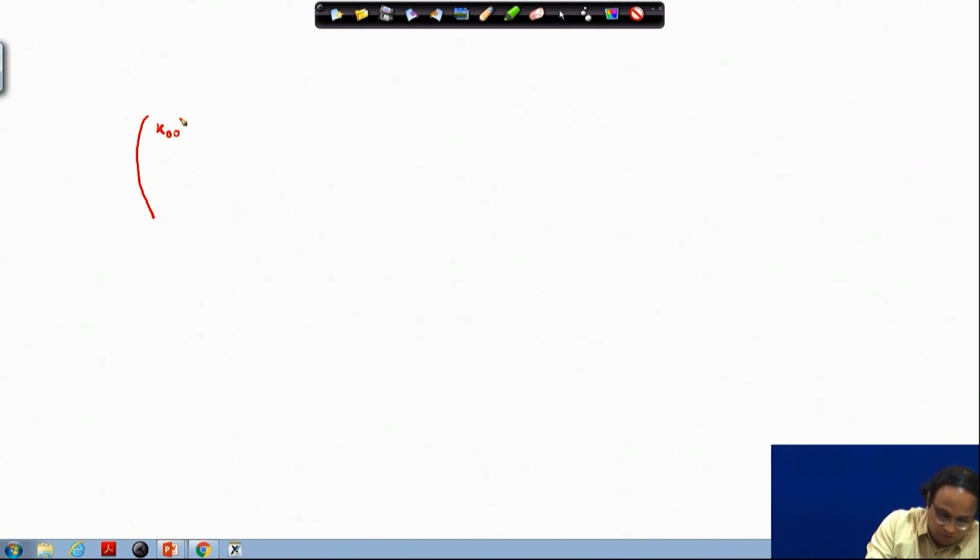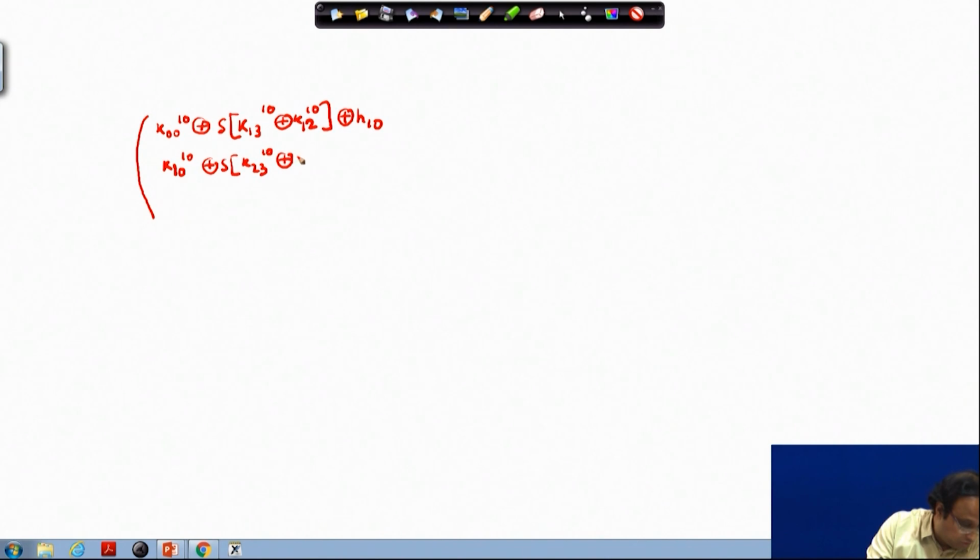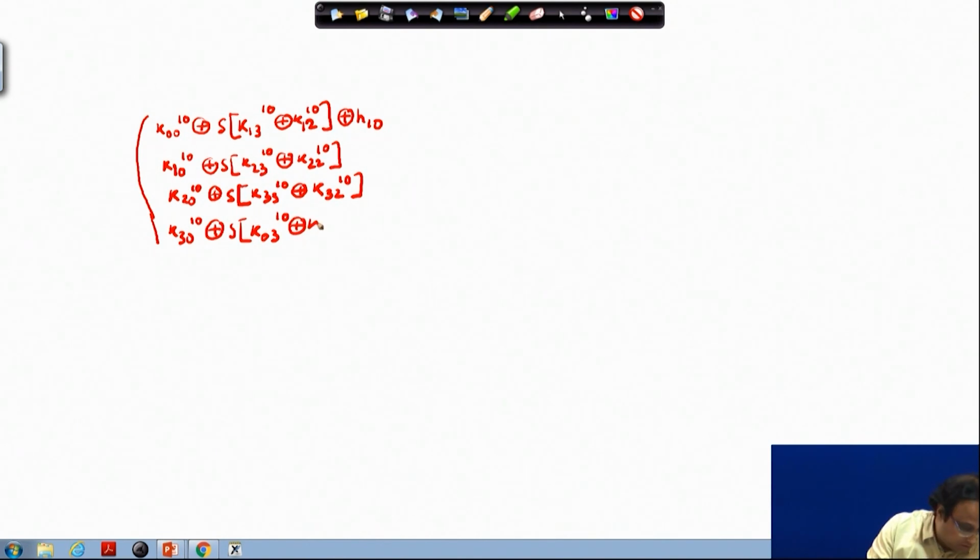You can write this as K0010 XORed with S of K1310 XORed with K1210 XORed with H10, and then the second one is K1010 XORed with S of K2310 XORed with K2210, K2010 XORed with S of K3310 XORed with K3210, and then K3010 XORed with S of K0310 XORed with K0210. So this is the first column of the 9th round key.